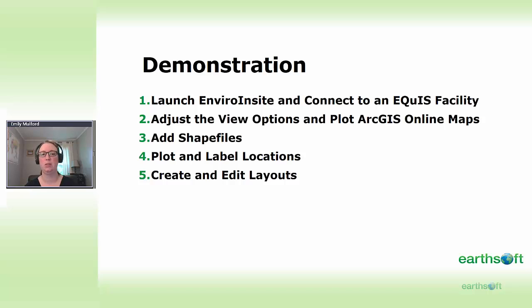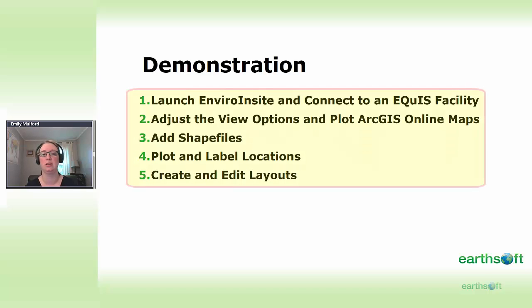Okay. So I'm essentially going to show you guys now what I just described in that series of screenshots. So launch EnviroInsite, connect to an EQuIS facility. We'll adjust the view options. That's actually a fairly important piece of this. So I'll show you guys how to do that, and we'll plot ArcGIS online maps. I'll add a couple of shapefiles. I'll plot and label my locations, and then we'll create and edit a layout or two.